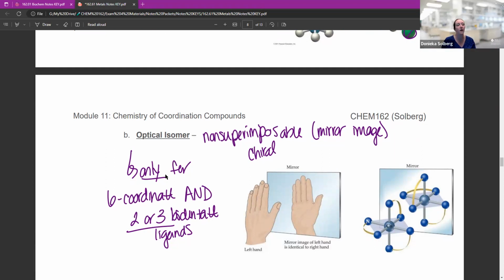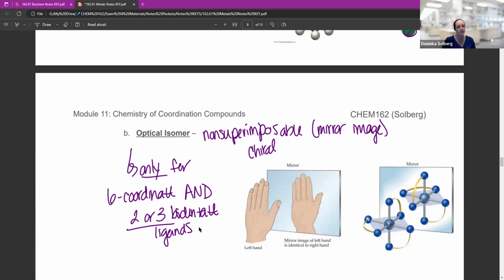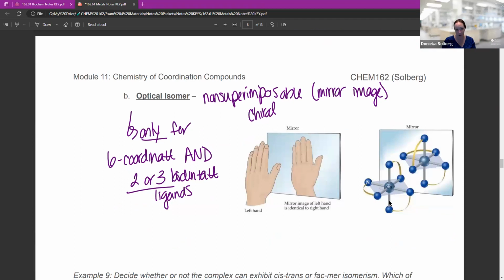This is only possible for a 6 coordinate, so an octahedral complex that has 2 or 3 bidentate ligands. Okay, this is an example. I am not going to make you draw these because these are very difficult to draw and differentiate. So if it has an optical isomer, I'm not going to make you draw it.